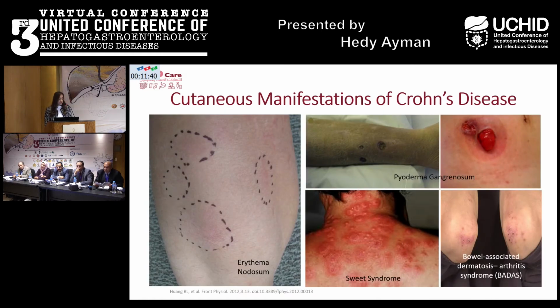Here on the left, we have a typical case of erythema nodosum on the lower extremities. On the upper right corner, we have 2 pictures of pyoderma gangrenosum. In the middle, we have a picture of a typical Sweet syndrome case. And lastly, on the lower right corner, we have a bowel-associated dermatosis arthritis syndrome case.